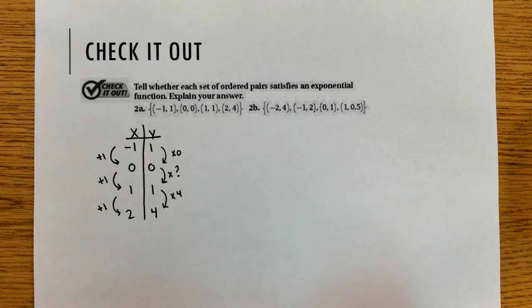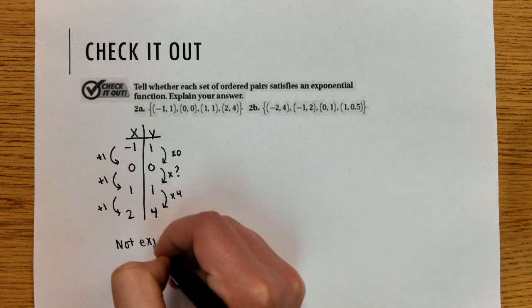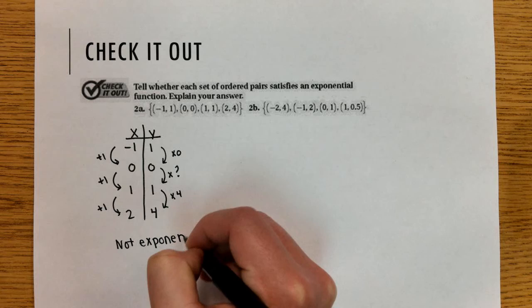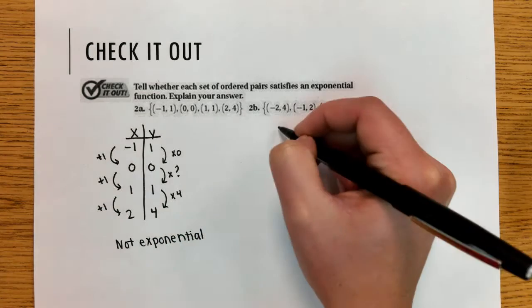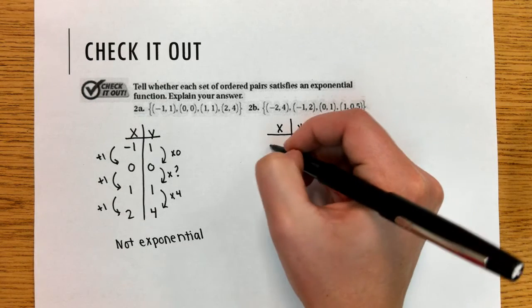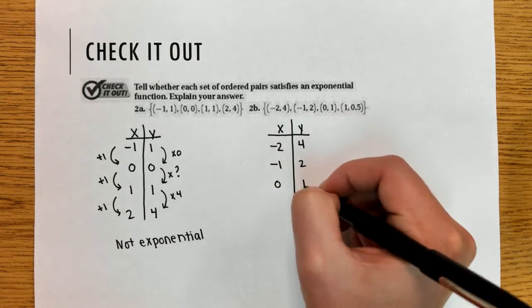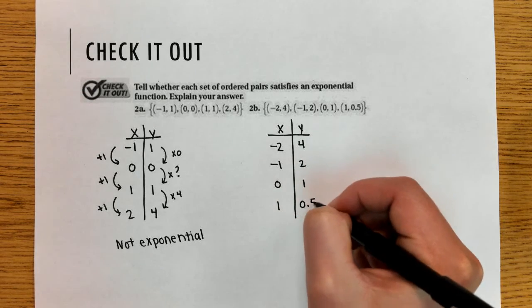So here, there's no constant number that we're multiplying each time. So this is not exponential. For B, I'm going to set up a table. I'm going to have -2, 4, -1, 2, 0, 1, 1, 0.5.